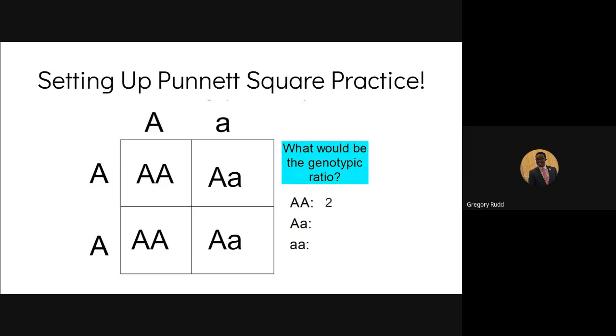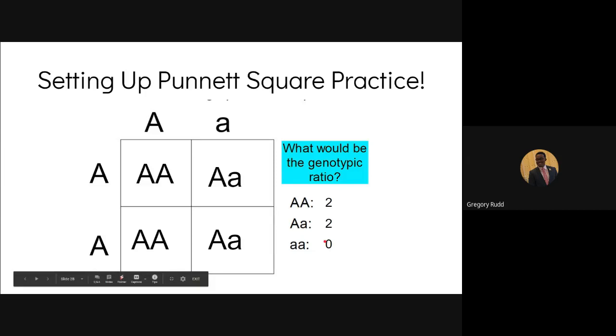So let's see what that looks like. We're going to take these simple numbers. We've got 2 of these, 2 homozygous dominants. We've got 2 heterozygous, and we've got 0 homozygous recessives. So that's what we mean by a ratio, just 2 to 2 to 0.